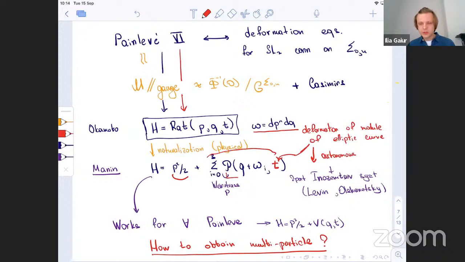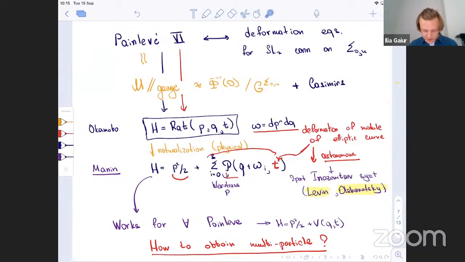And if we do the autonomization of this system, we will obtain the two-particle Inozemtsev system. It was obtained by Levin and Olshanetsky. And this is kind of the main statement of the Painlevé-Calogero correspondence, that the Painlevé equation may be written as the deformation of the Inozemtsev system. So Painlevé 6 corresponds to the elliptic one, Painlevé 5 corresponds to the trigonometric one, and Painlevé 4 corresponds to the rational one, and other Painlevé equations are some different degenerations of these systems.